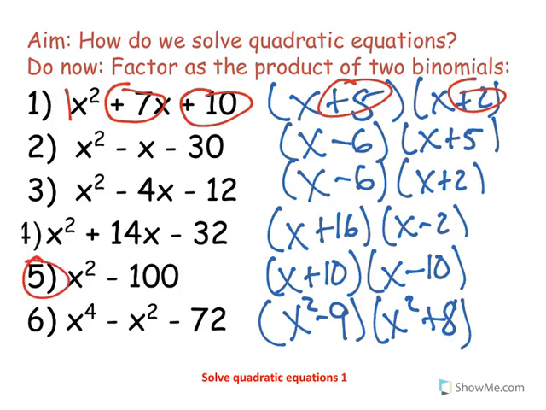Number 5 is obviously a difference of squares, where we're taking the square root of the first term, the square root of the last term, and we're multiplying their sum by their difference. So before we actually get into solving quadratics, we need to talk about what's called the zero product property.